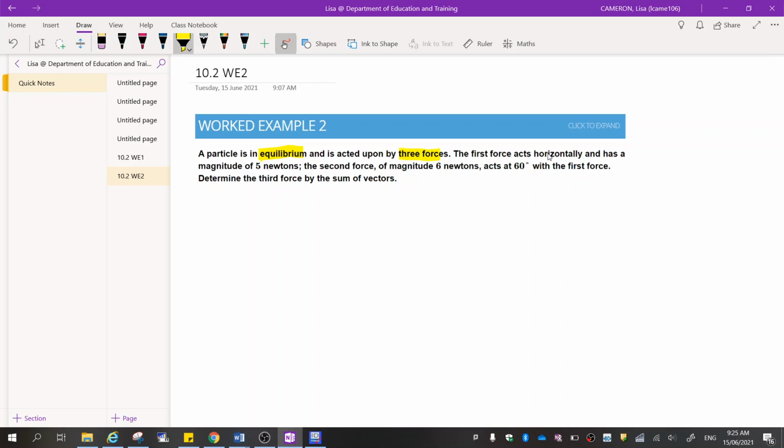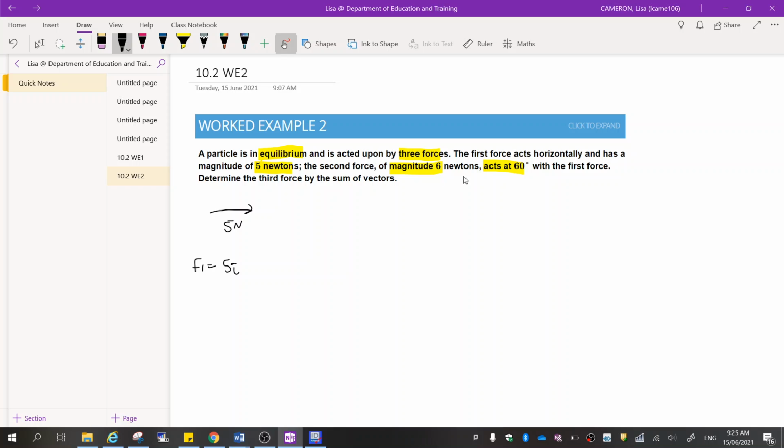The first force acts horizontally and has a magnitude of 5 newtons. The second force has a magnitude of 6 newtons and acts at 60 degrees with the first force. Determine the third force by the sum of vectors. So we're going to start with our diagram again. Now I'm going to draw it going this way, 5 newtons. Okay, so that's my first force. F1 is equal to 5i.